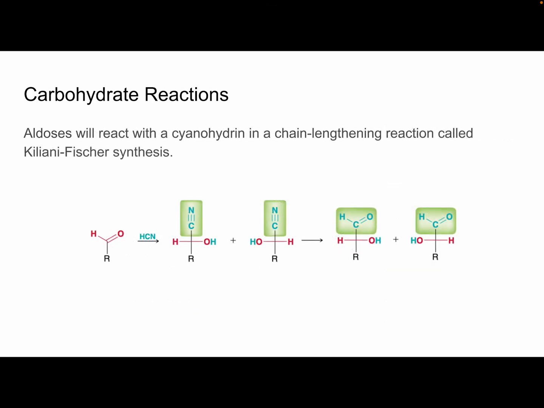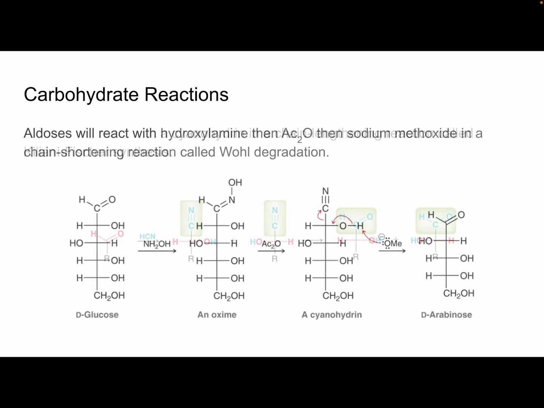You can also lengthen your chain by using something called the Kiliani-Fischer synthesis. First, you're going to have an addition of HCN across your double bond, so cyanide and then hydrogen. Two of them will come together and you'll end up with an aldehyde on your end chain. It can either end up on the right-hand side or the left-hand side. That's why there's two of them showing, because you're forming a chiral center. It's not going to be stereospecific, so you'll end up with both the R and the S up there.